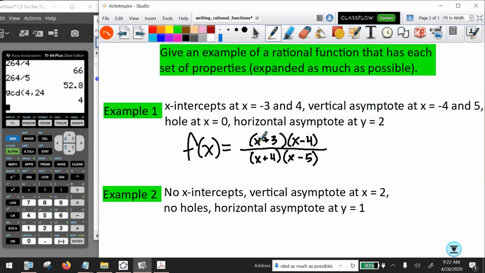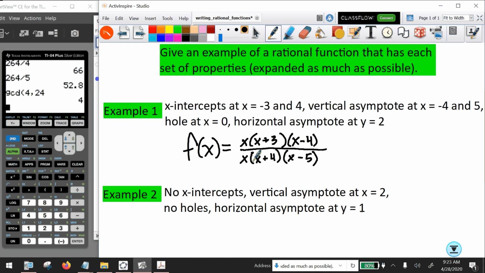So far, this thing has two x-intercepts at -3 and +4, and it has two vertical asymptotes at -4 and +5. We also want there to be a hole at 0. A hole is a point of removable discontinuity, and it occurs at values of x that appear as zeros in both the numerator and the denominator. And we can achieve that just by using a regular x. That way, if I replaced x with 0, it would equate the numerator to 0, it would equate the denominator to 0, and that appears both in the numerator and the denominator.